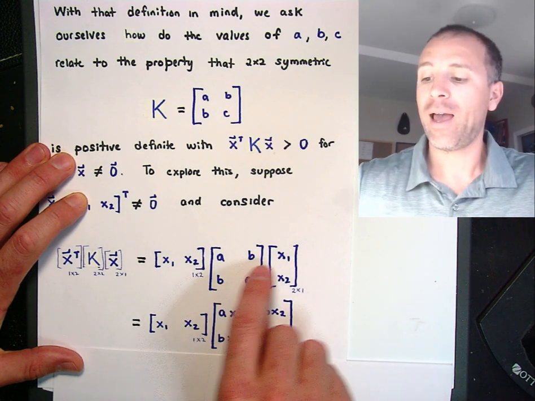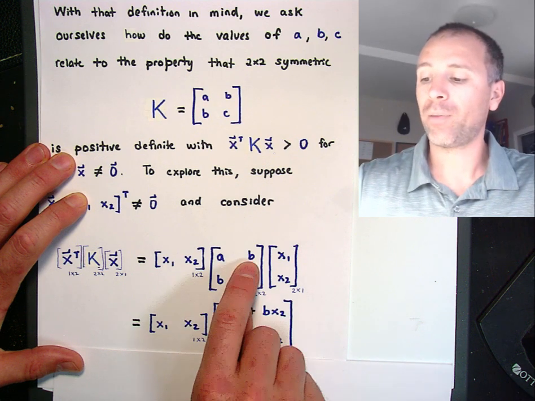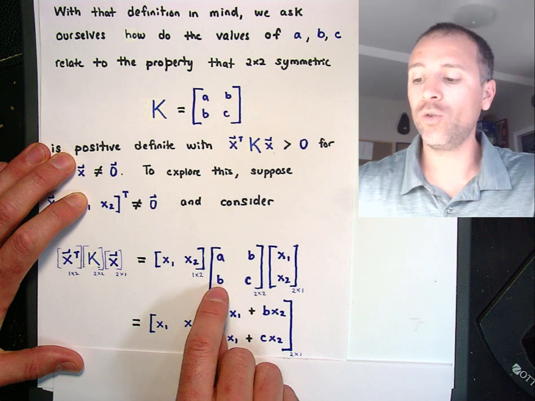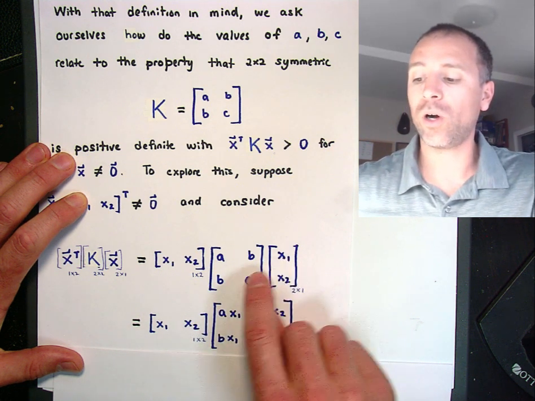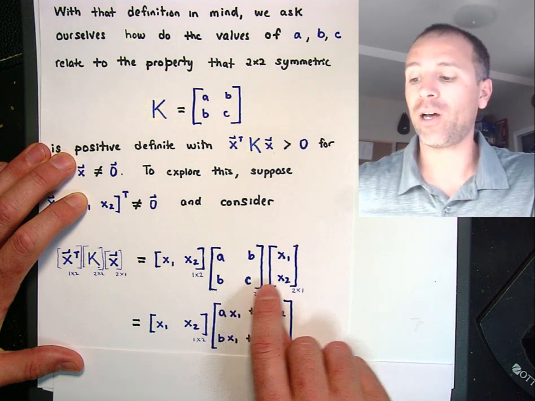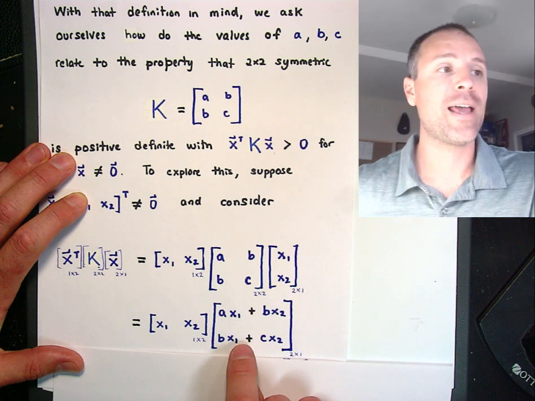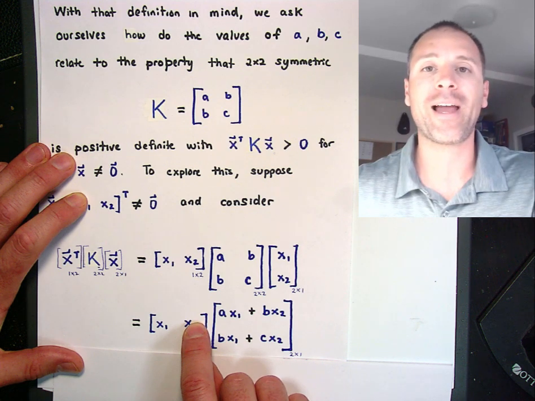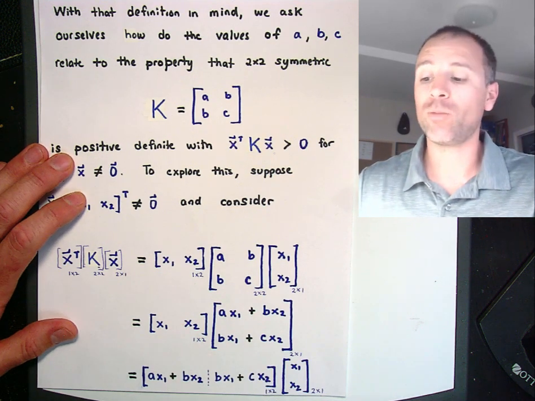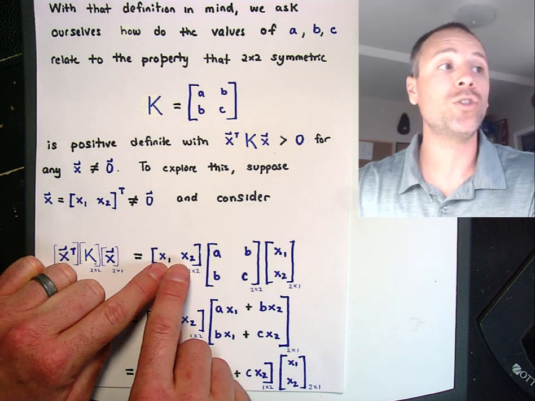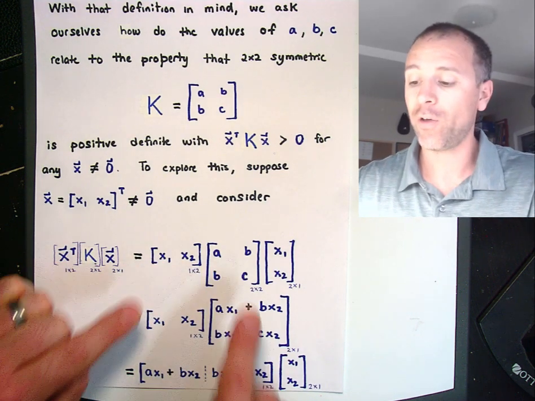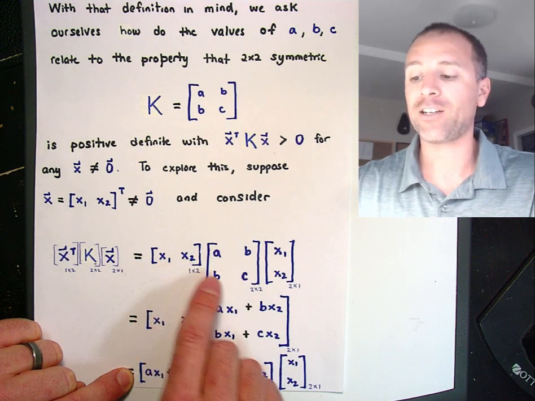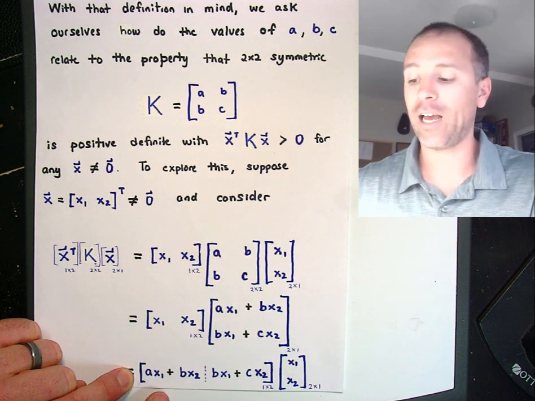That would be a times x1 plus b times x2 in entry 1, 1. In entry 2, 1, we would have x1 times b plus x2 times c, and that would be if we did K times x first, and then afterwards we would multiply by x transpose. Since matrix multiplication is associative, we could also do x transpose times K first, which would lead to this row vector, again x1 times row 1, x2 times row 2, add those two together and we get this one.